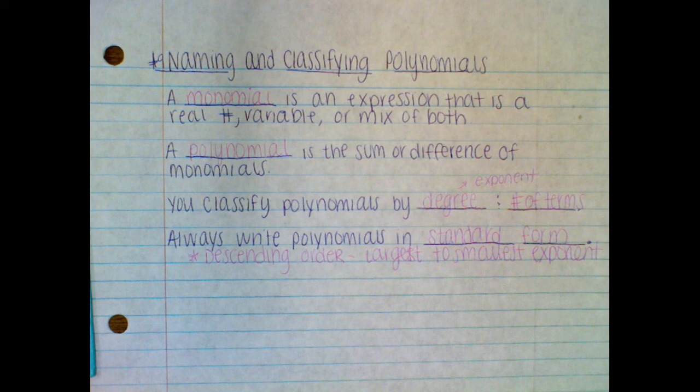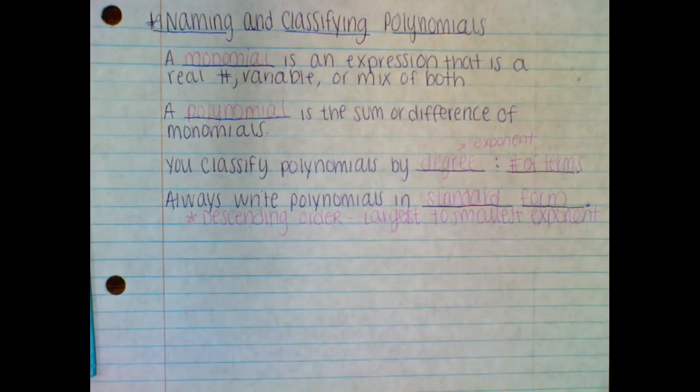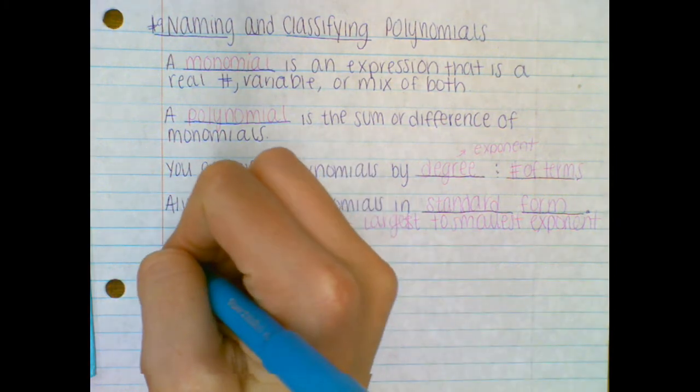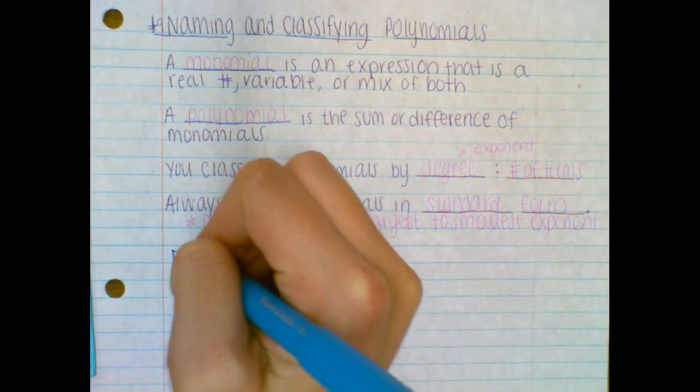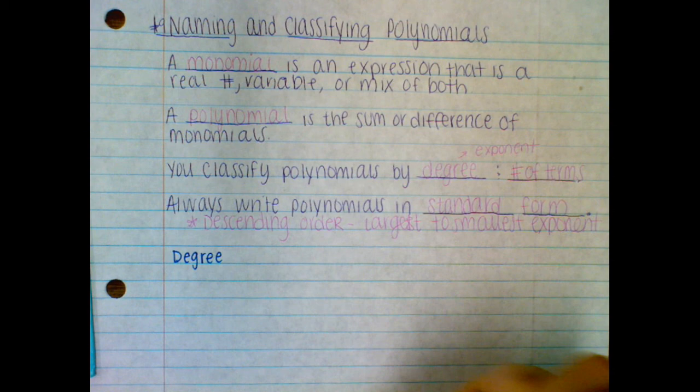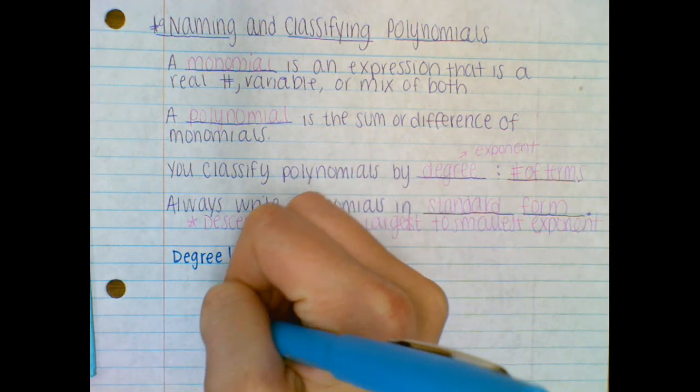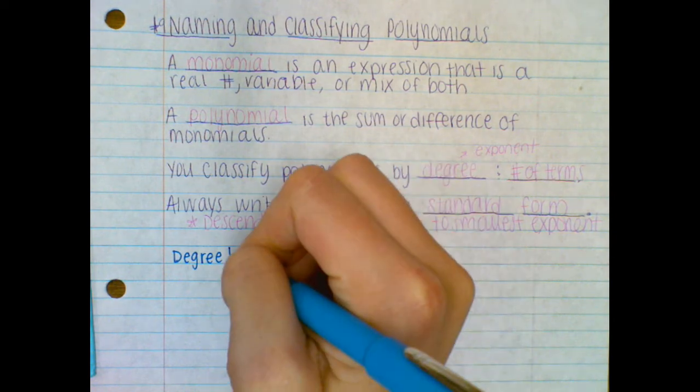Okay, I noticed that it might be a little bit hard for you to see these pens, so I'm going to transfer to a little bit of a darker pen so that it'll be a little bit easier for you. So I had mentioned that we classify polynomials by degree and the number of terms. So I'm going to make a little chart that helps you find the names for these based on what we're talking about.